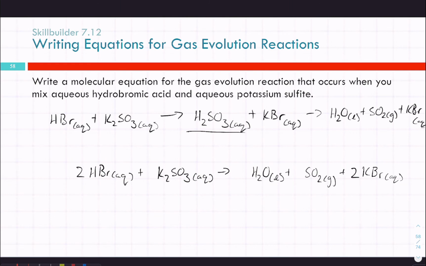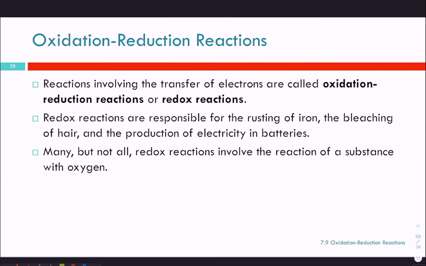Okay. Any questions on gas evolution reactions? Okay. I'm actually going to skip some of these slides here because oxidation reduction is the bit of chapter 16 that we're going to cover.